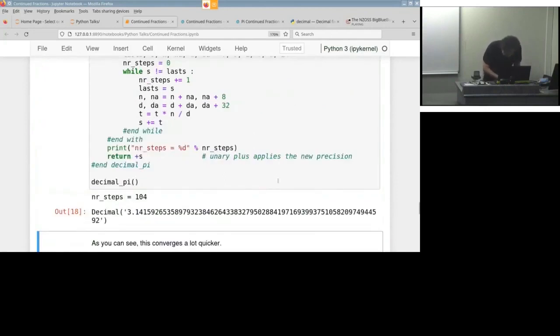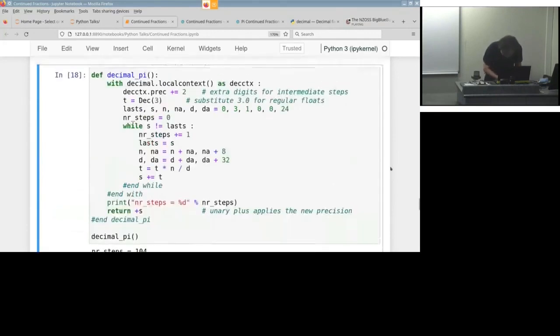So when I run that, there we go. So that can be trusted right to the last digit. That is 64 figures. And it did it in 104 steps. Wow. 104 steps versus 100,000. And only a few digits. So that's amazing.